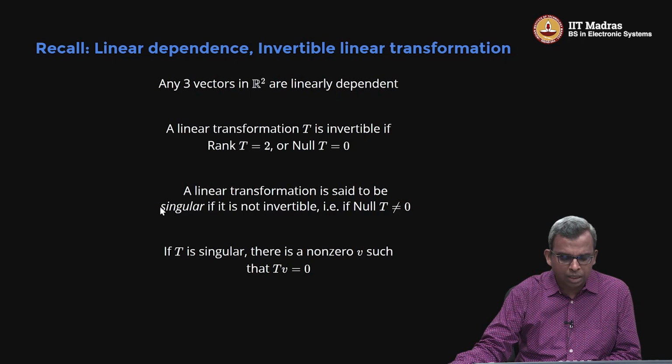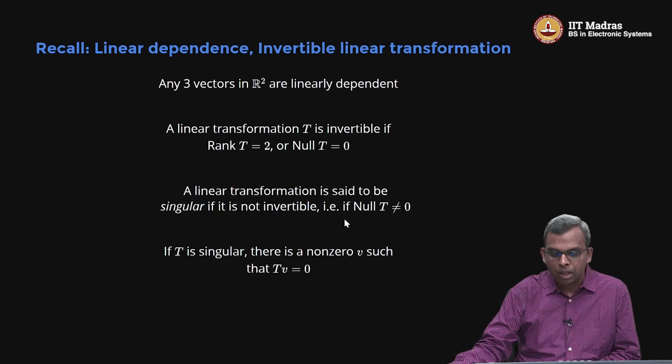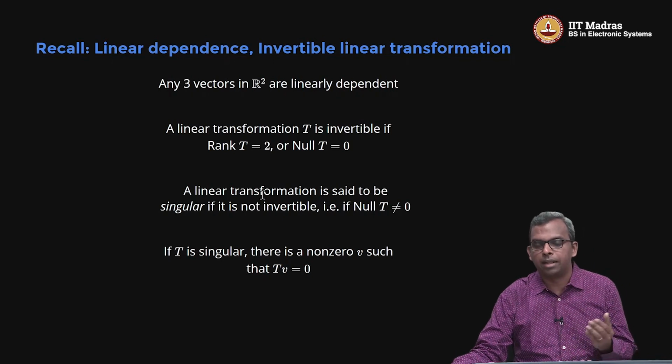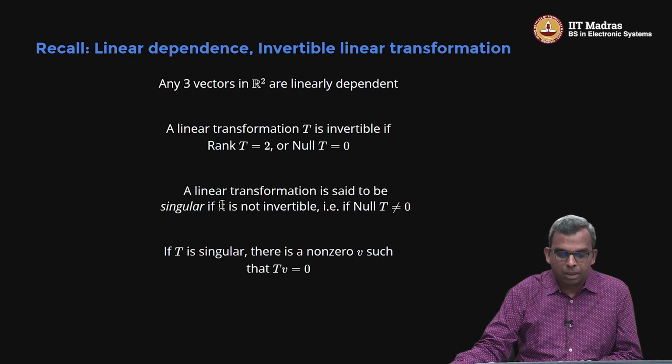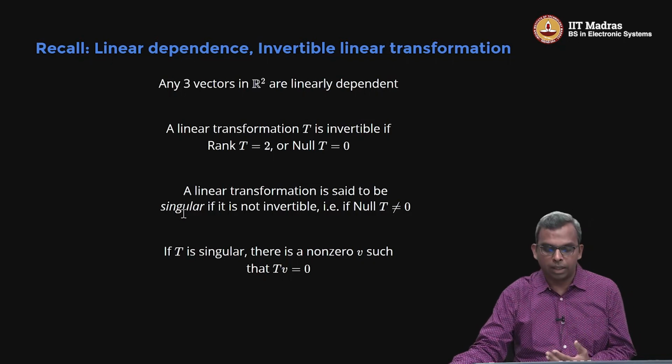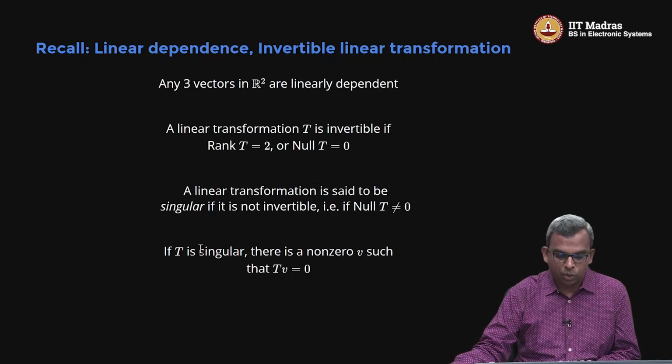Here is a terminology that we have not introduced so far, but it is common. If a linear transformation is not invertible, it is said to be singular. It's just a name. Basically, if the null space is not the origin alone, if it has something non-zero in it, then it is not full rank, so the linear transformation is not invertible, and it is said to be singular. The matrix is also called singular. This is a terminology we will use.